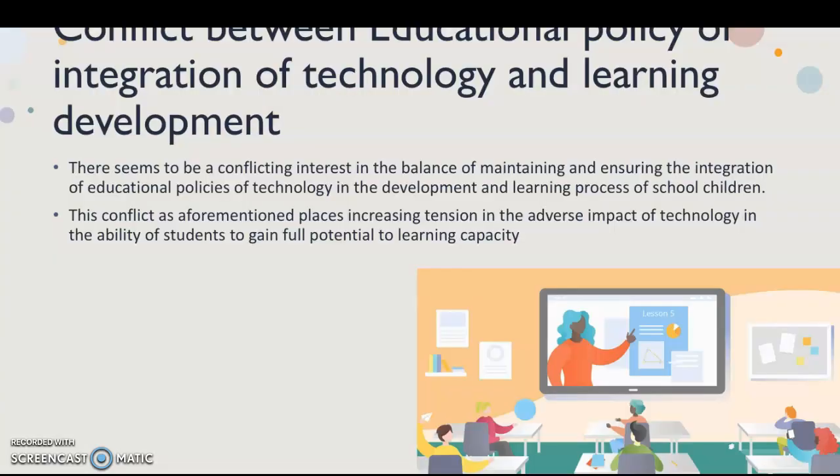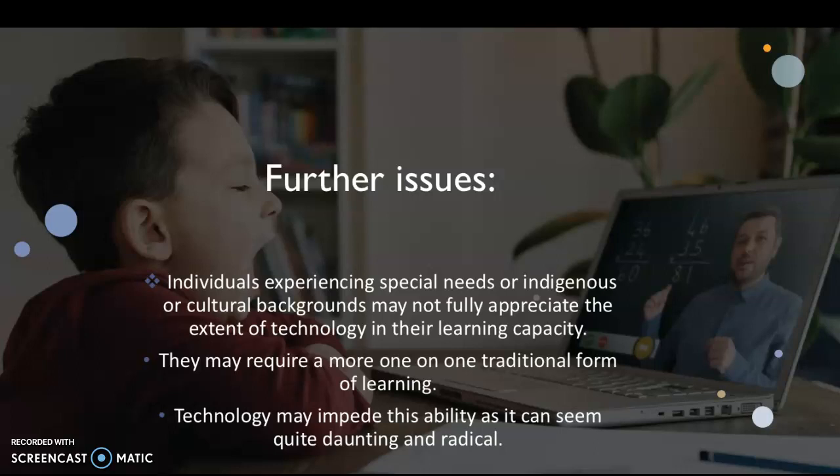So, what is the conflict between educational policies on integration? There seems to be a conflicting interest in the balance of maintaining and ensuring the integration of educational policies of technology in the development and learning process of school children. This conflict, aforementioned, places increasing tensions in the adverse impact of technology on the ability of students to gain full potential to learning capacity.